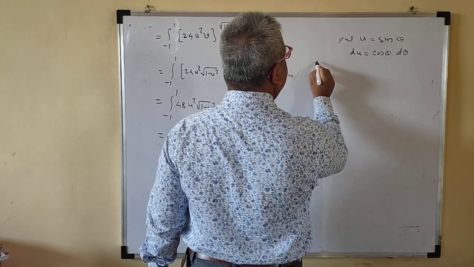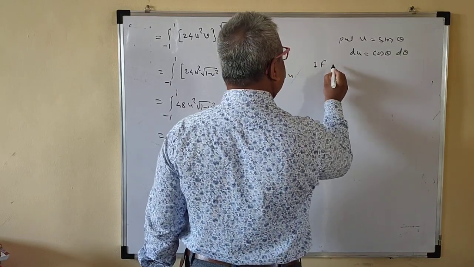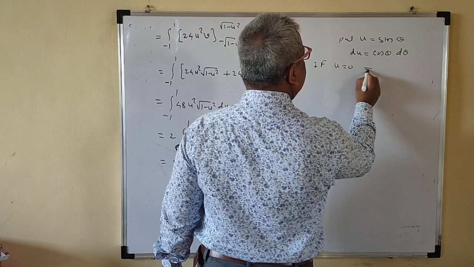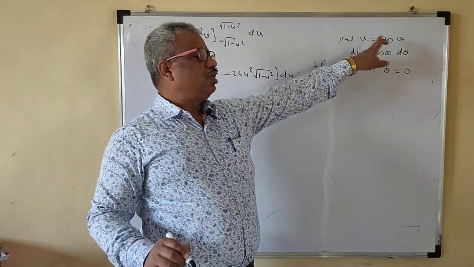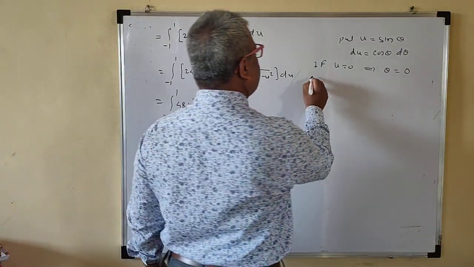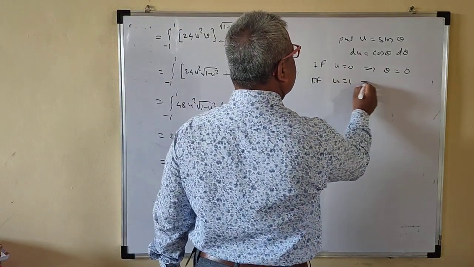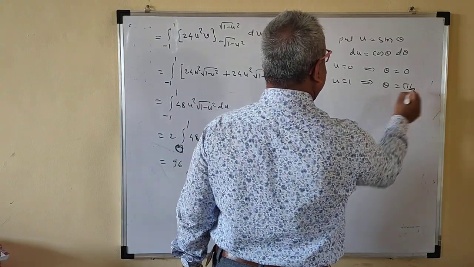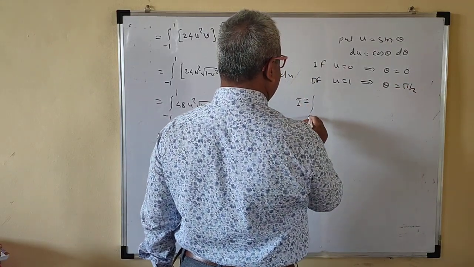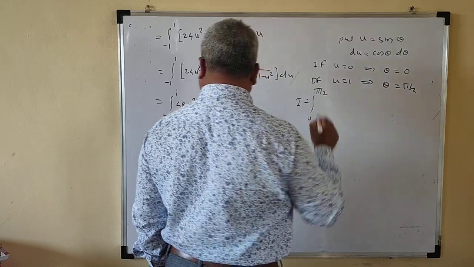If u is equal to 0, this implies that theta is also 0, because 0 is equal to sin 0. If u is equal to 1, sin theta is 1, that means theta is pi by 2. Therefore I is equal to the integral from 0 to pi by 2.